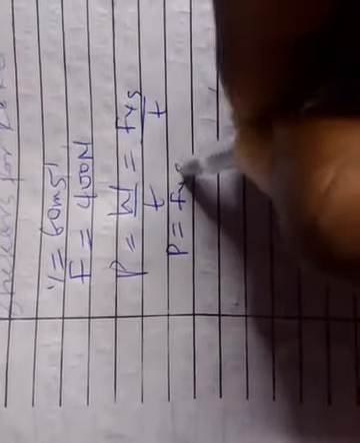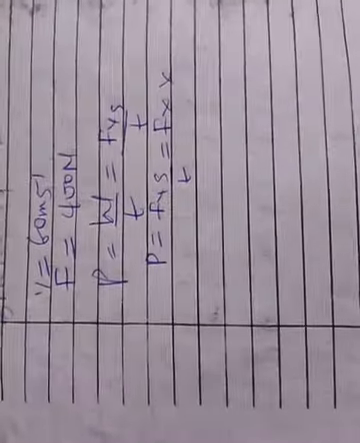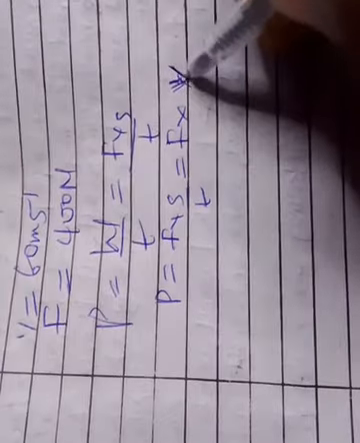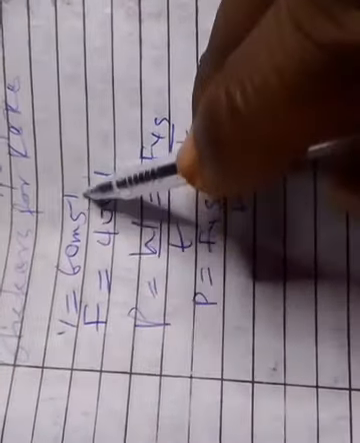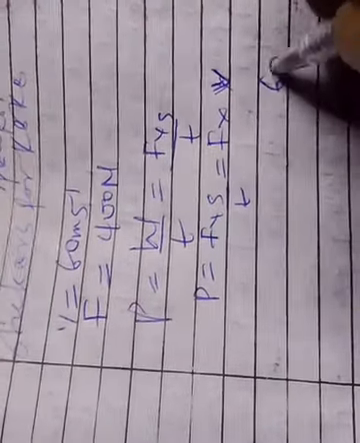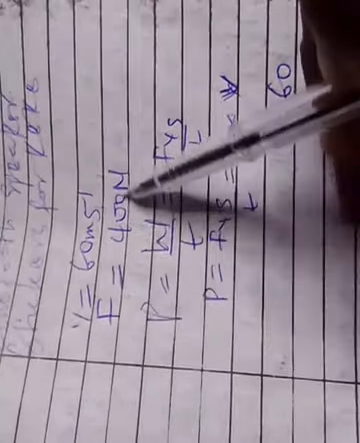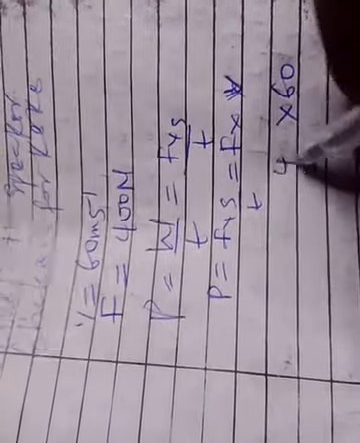Now the first thing to take note of, we said power is equal to work done over time taken, which is force times distance over time, which we said that power is equal to force times s over t, which is force times velocity. Let's check our parameters here. We have v equal to 60 meters per second. So you just come here and write 60 meters per second. Then you see the force here to be 400 Newton. So you come here and write 400 Newton.